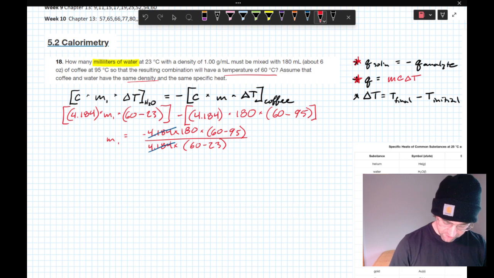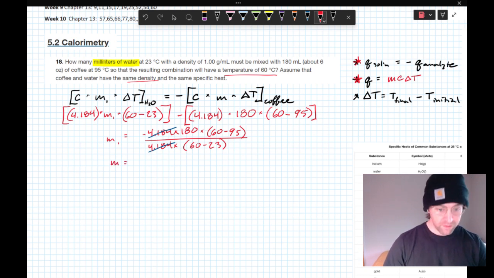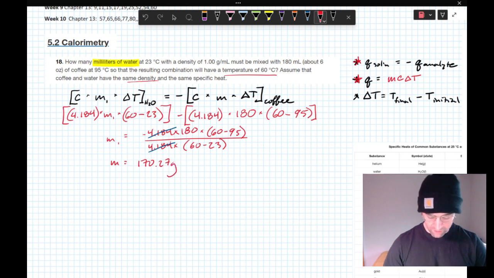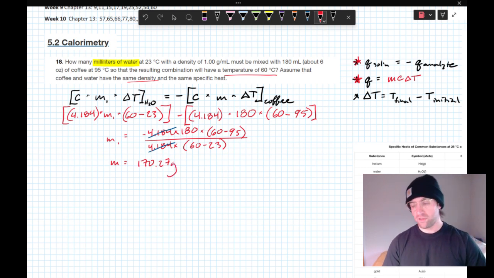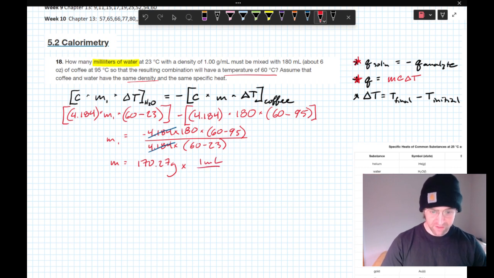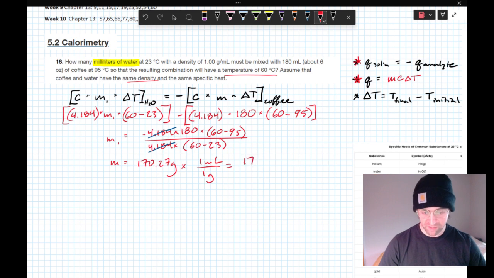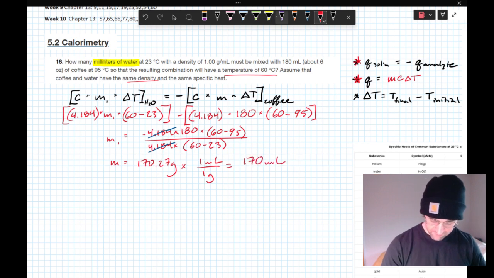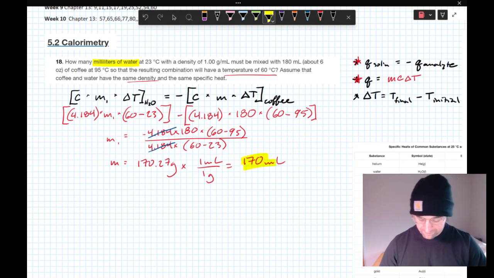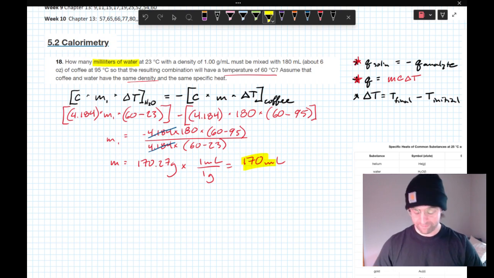And our final answer should be 170.27 grams. And again, if we had to do a dimensional analysis, we would throw in our density here, and that would give us approximately 170 milliliters. And that is your final answer.